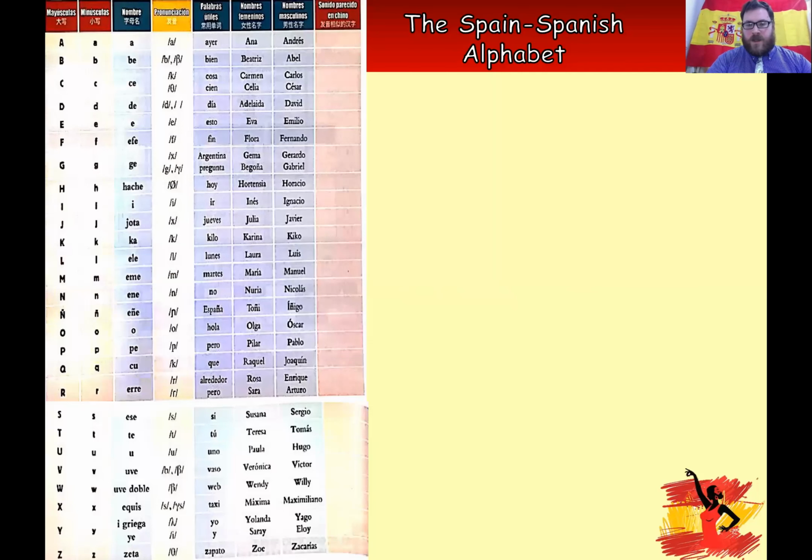All right, so this is the one that's in the book, the PDF and everything, because the book comes from Spain. Okay, so it's a Spanish book, so it's going to use the Spain accent. And then here's the phonetic script, if you guys can read that.